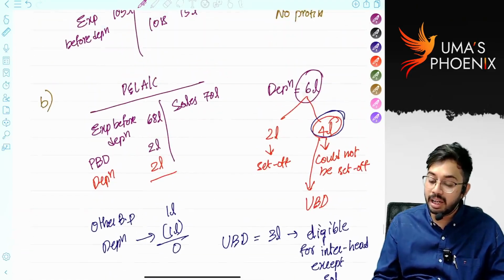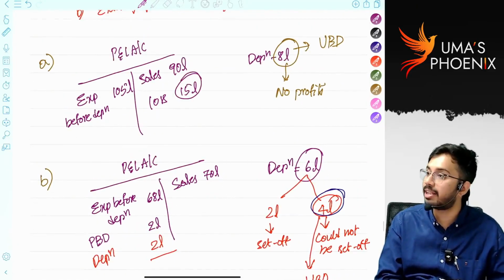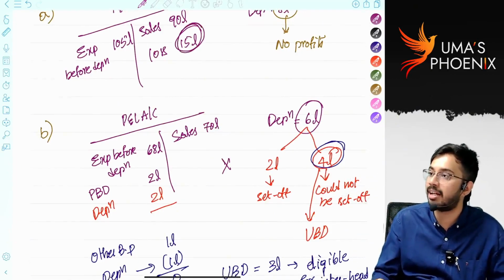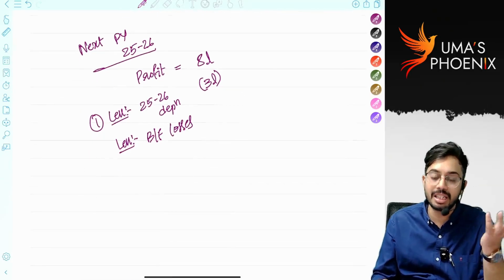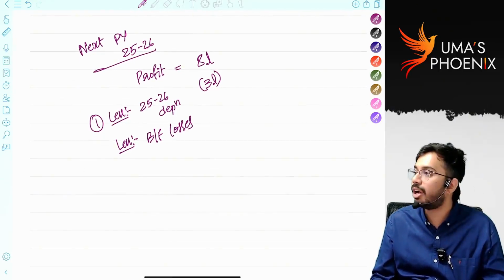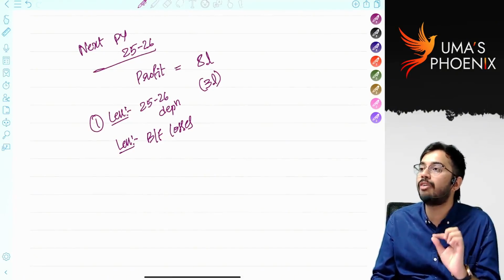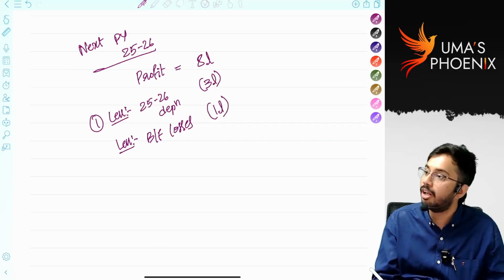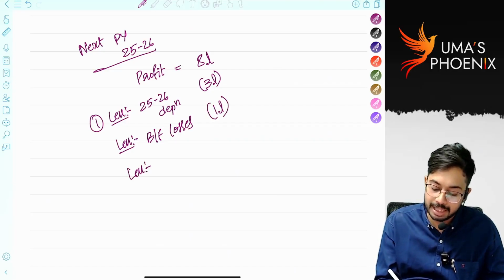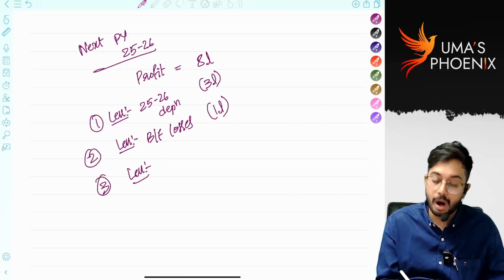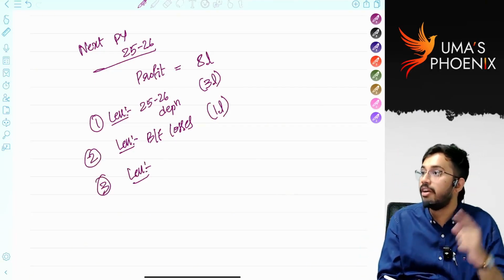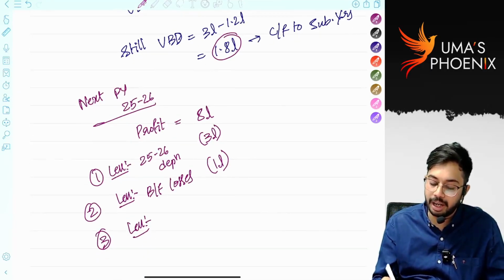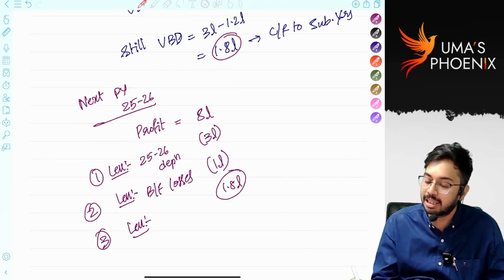For example, in case 1 there are brought forward losses of 15 lakhs. In case 2 there are no brought forward losses, but in case 1 brought forward losses of 15 lakhs are there, right? If there are any brought forward losses, you will reduce them. Let's say from other business there is a brought forward loss of 1 lakh. After setting off brought forward losses, third priority should be given to brought forward unabsorbed depreciation. From 24-25, how much is brought forward unabsorbed depreciation? 1.8 lakhs. That will be reduced as the third item.